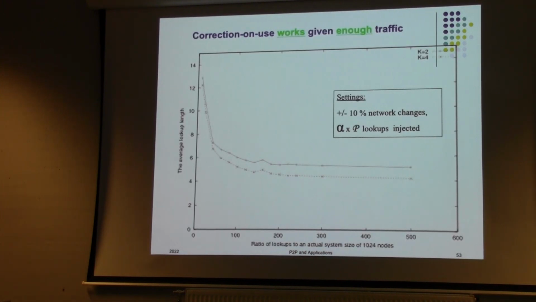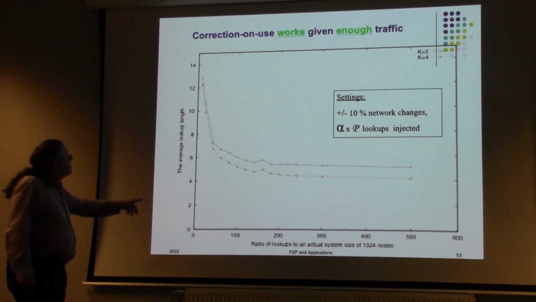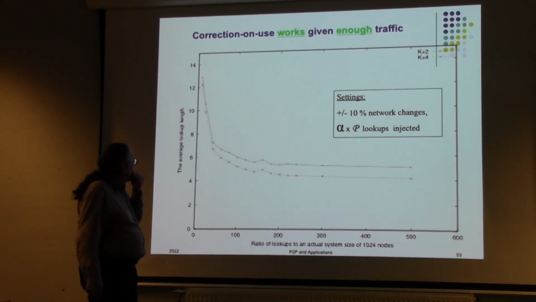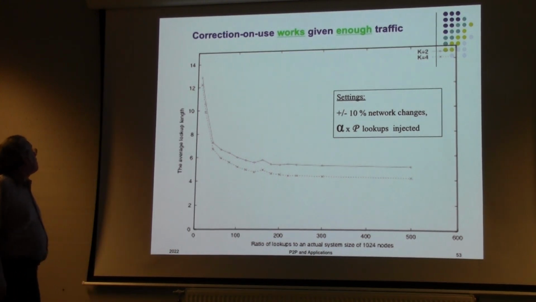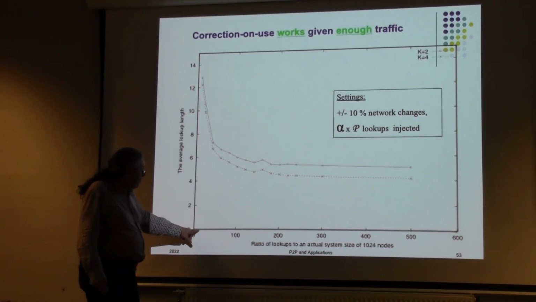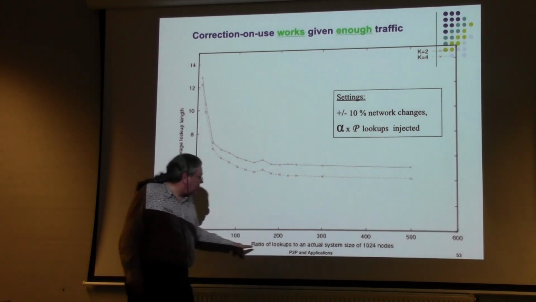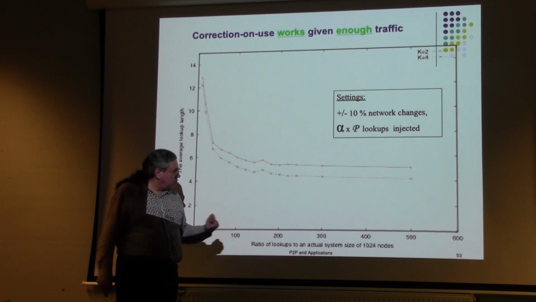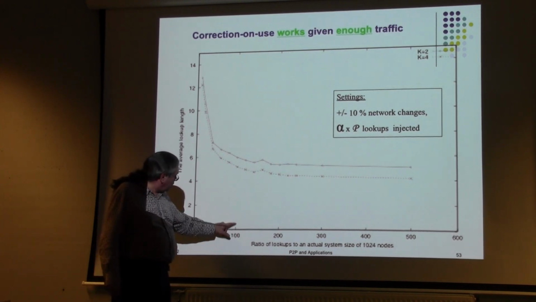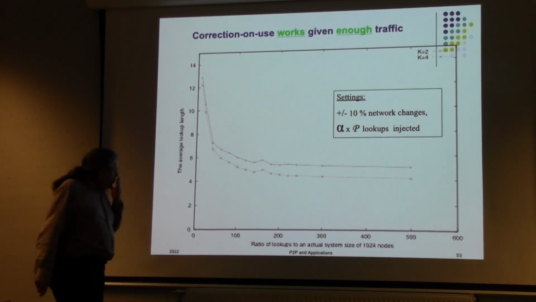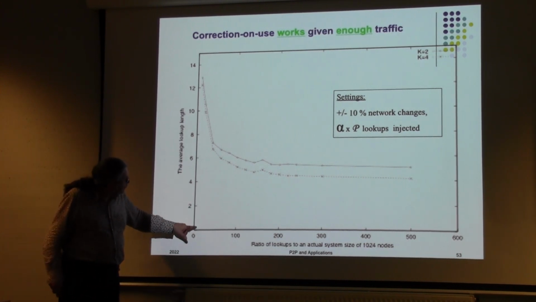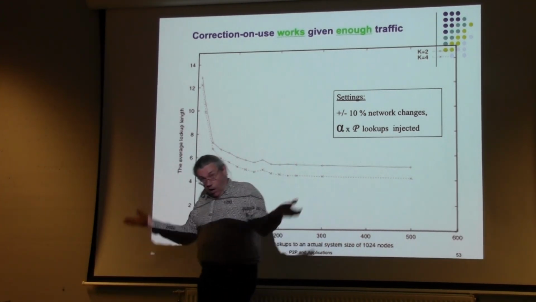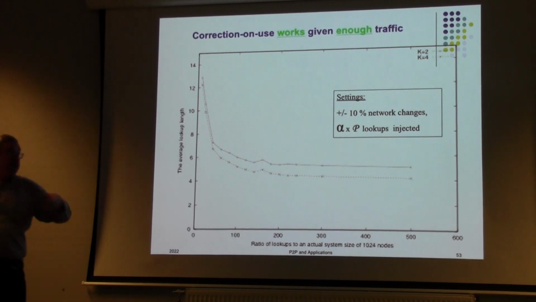And this is some measurement on that. So when you do lots of lookups, okay, so this is the ratio of the lookups to the actual system size. So you need to do a lot of them. So the system is 1,000 nodes. Here you do 100,000 lookups, okay? Here you do almost none, you start. So you make 10% changes in the network, which is a lot, huh? You change 10% of the nodes.